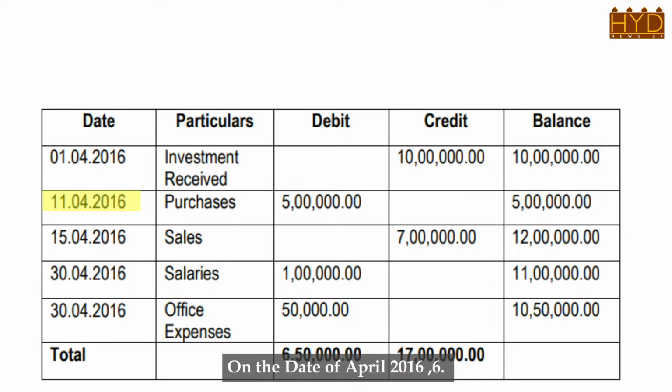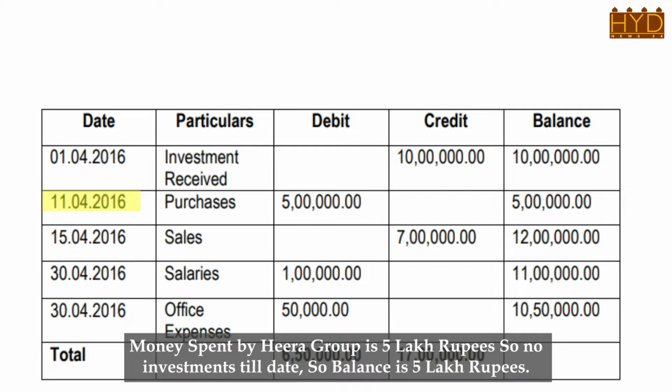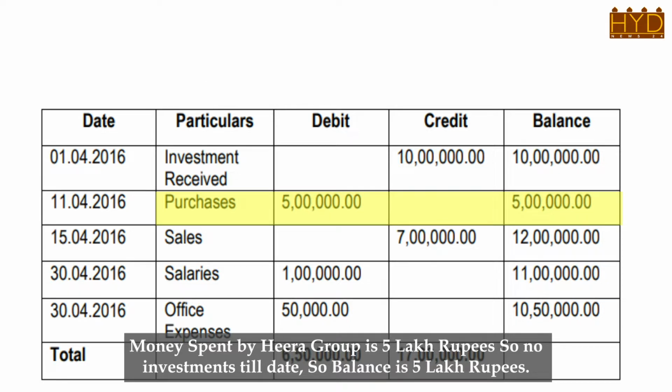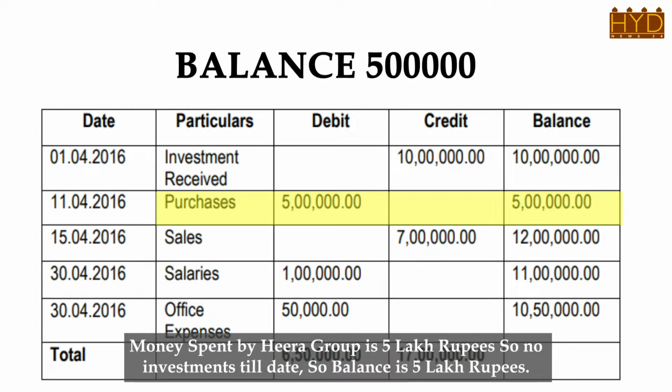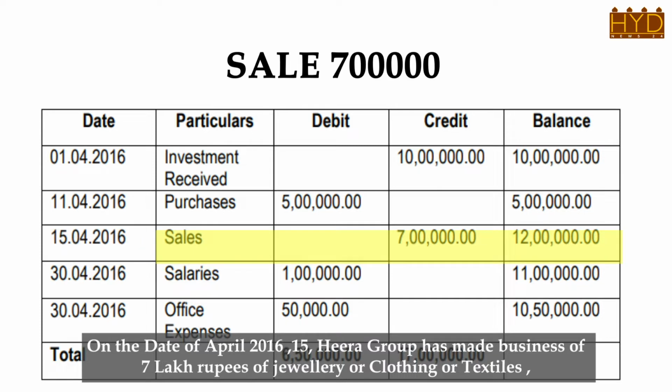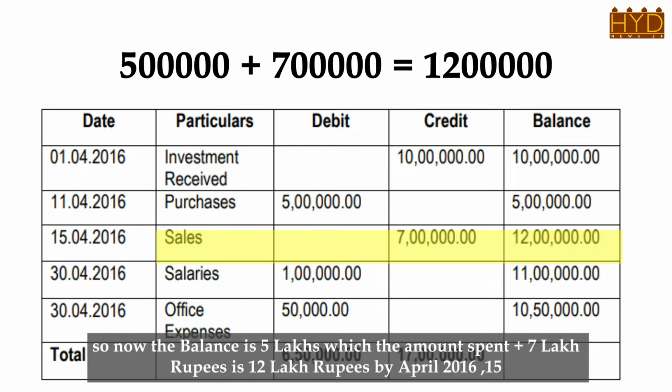On the date of 6th April 2016, money spent by Heera Group is 5 lakh rupees, so no investments till date, so balance is 5 lakh rupees. On the date of 15th April 2016, Heera Group has made business of 7 lakh rupees of jewelry or clothing or textiles, so now the balance is 5 lakhs, which the amount spent plus 7 lakh rupees is 12 lakh rupees by 15th April 2016.